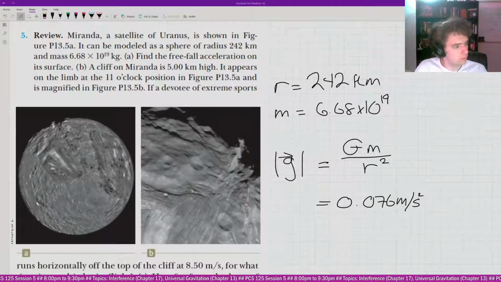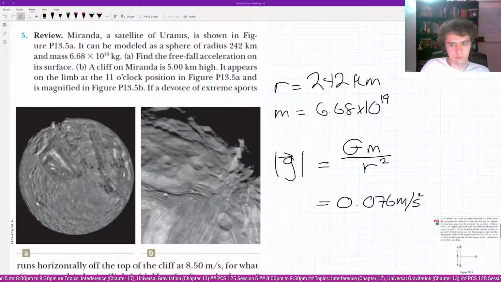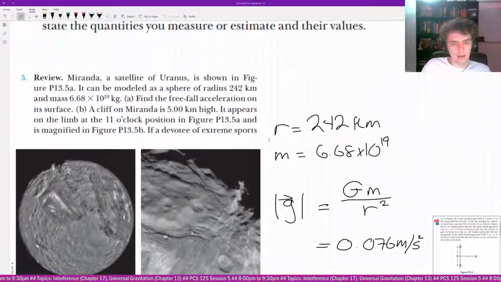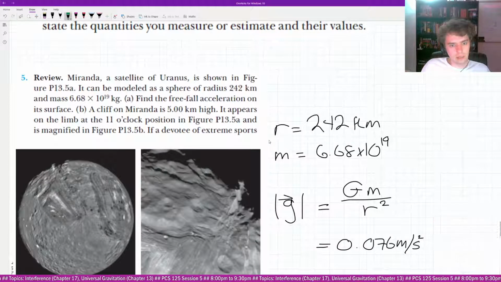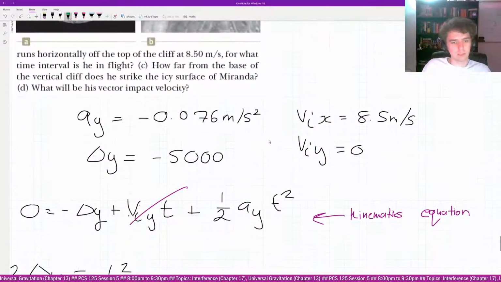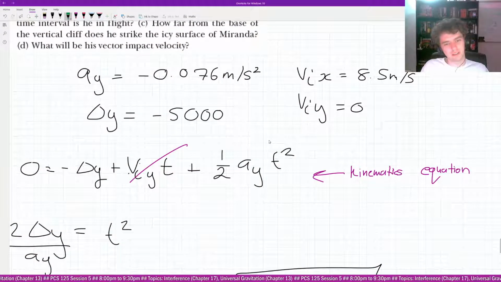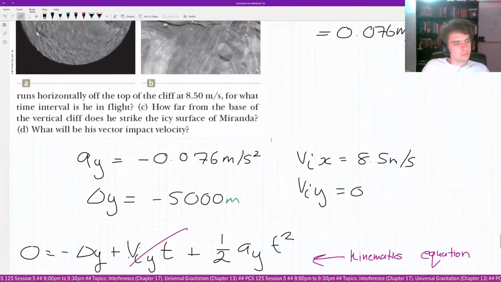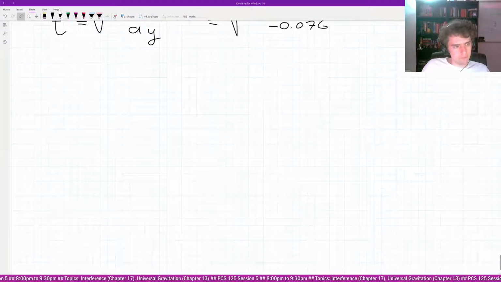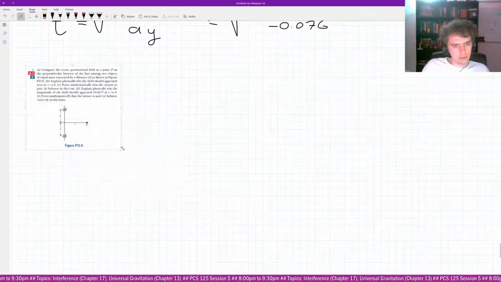Where did you get the negative 5,000? For the delta y? The cliff is 5 kilometers high, which is 5,000 meters. Yeah, but you're going down 5,000 meters, so negative 5,000 meters, right? Yeah. Okay, then I will carry on to this one.